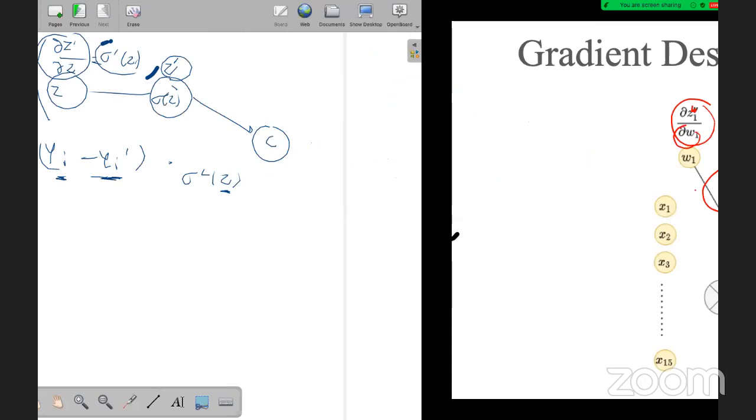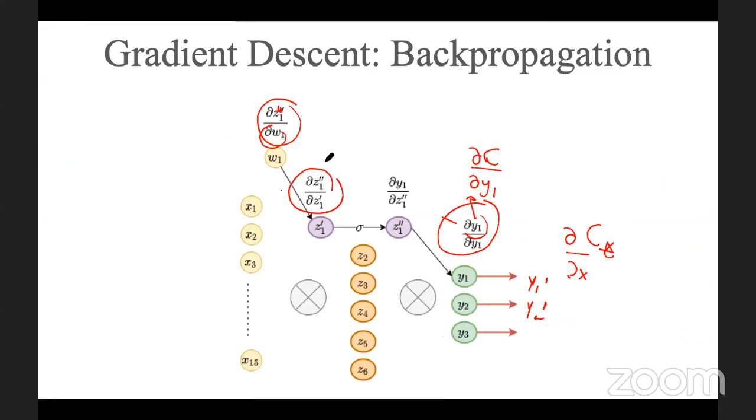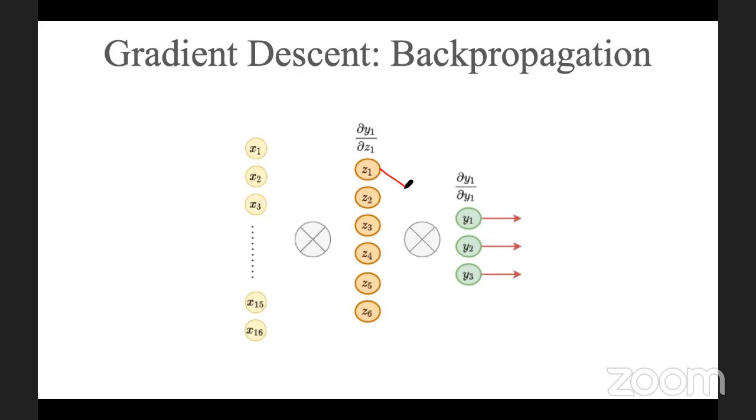And now all you have to do is apply the same thing and go backwards. But there's one little thing that should be remembered. If I want to calculate this for, let's say, this neuron, do I just need to multiply these two things? Will that be enough to calculate the derivative of cost with respect to z1? Just consider this is dC by dy1. If I multiply these two things, will that give me dC by dz1?